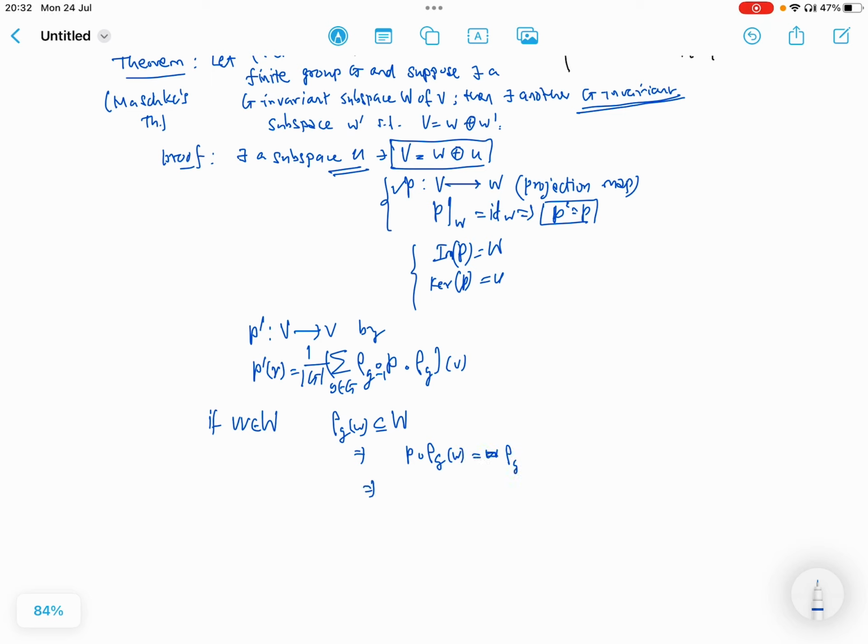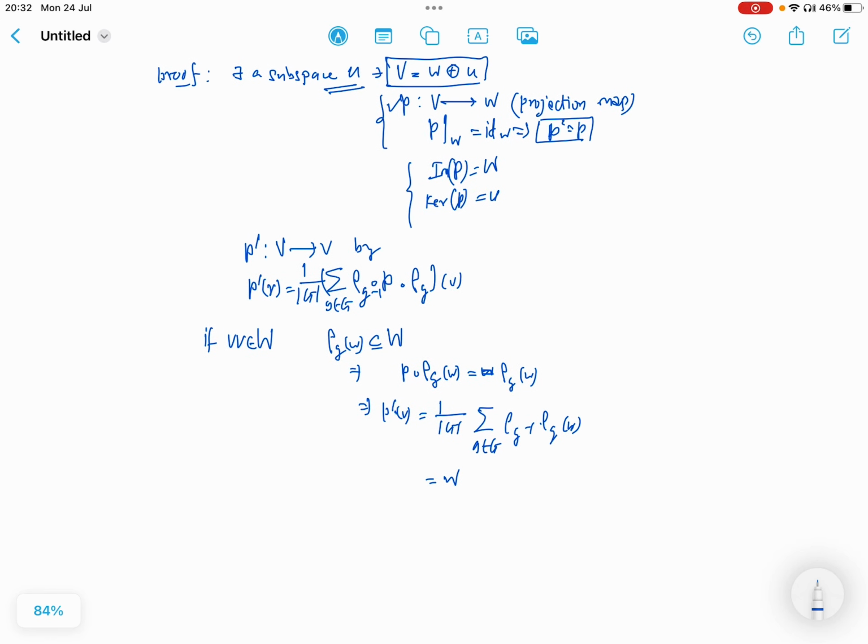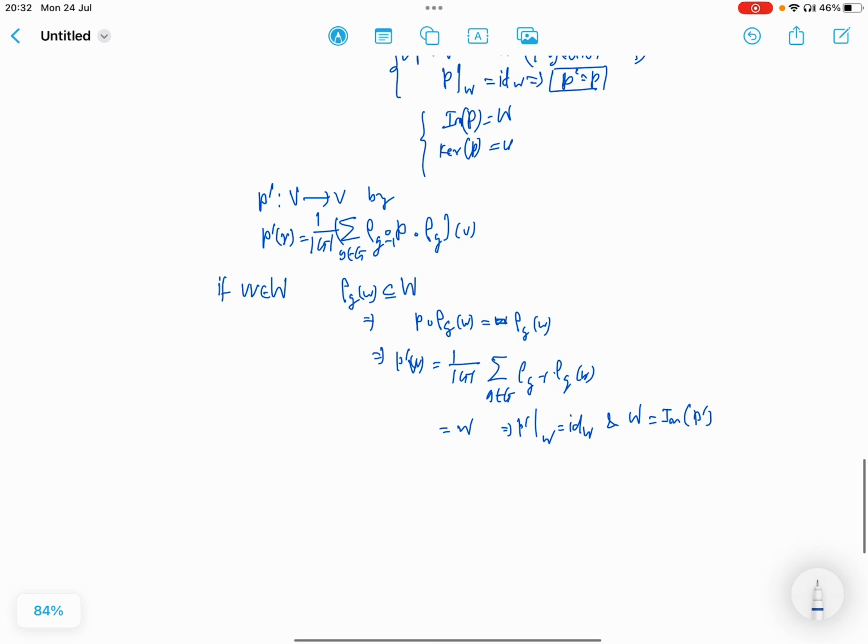Sorry, it is rho G of W. And then from here you get that it's rho G inverse of rho G of W. From the homomorphism part, you can cancel rho G inverse and rho G and you will get again W. So the first thing you observe is that P prime restricted to W is just the identity map, and W is the image of P prime. That is number one.